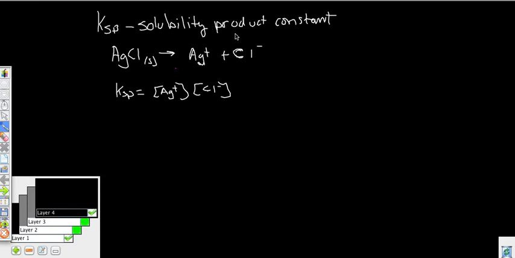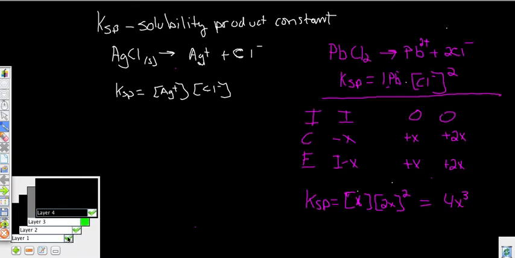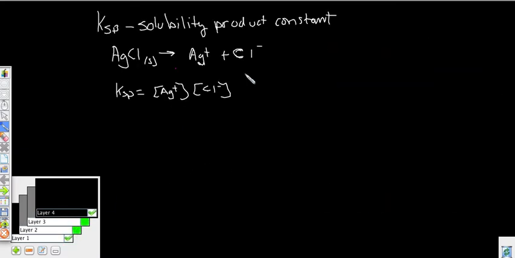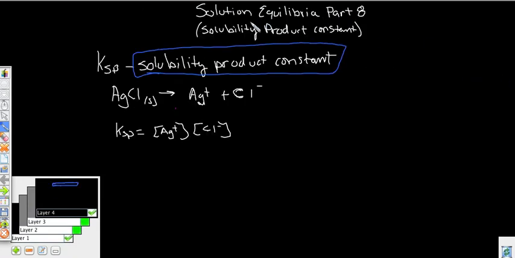Right, so in this video we're going to look at the solubility product constant. This is going to be part 8 of the solution equilibrium. When we're looking at solution equilibrium, we're looking at a thing called KSP, the solubility product constant.